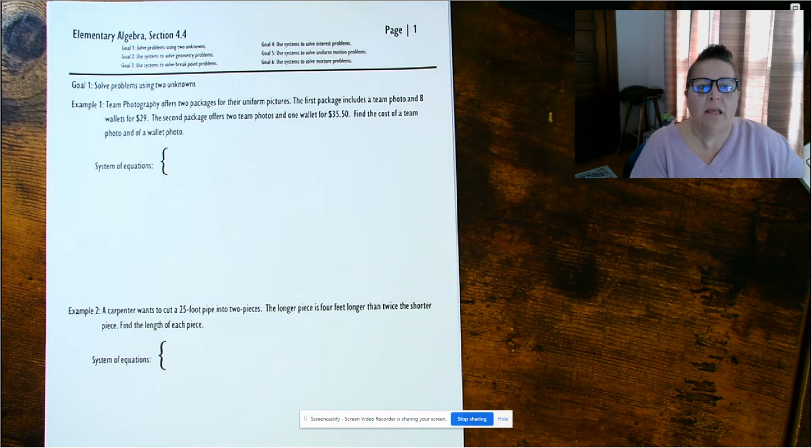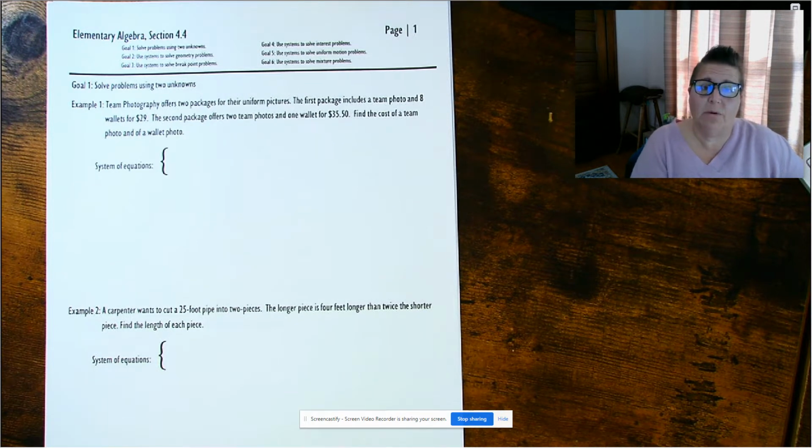All right. There are different types of problems in this word problem section that we are going to be looking at. They include geometric problems, breaking point problems, simple interest or interest problems, uniform motion problems, and mixture problems. The other one is just 2 unknowns. I sometimes call them total. Those are the ones we're going to be dealing with first.